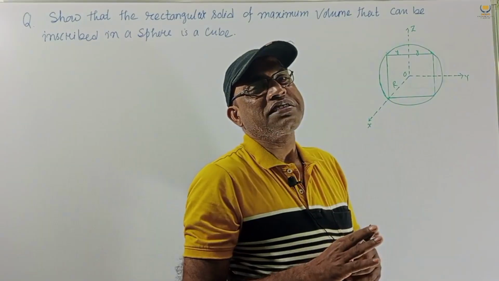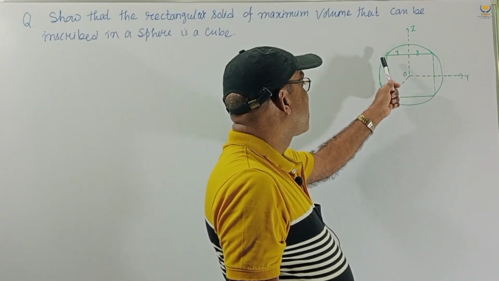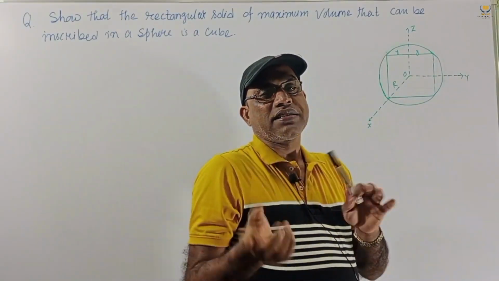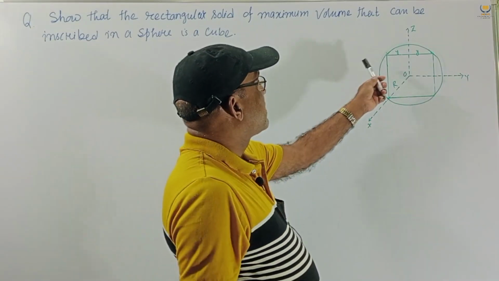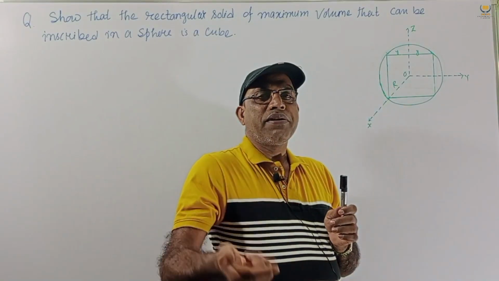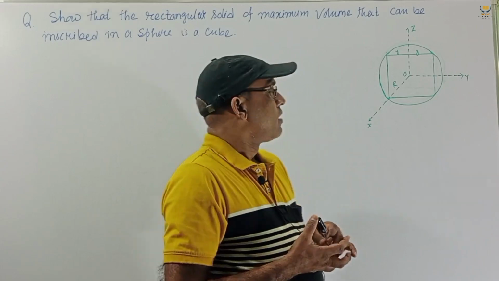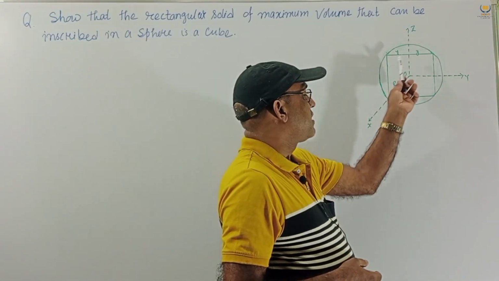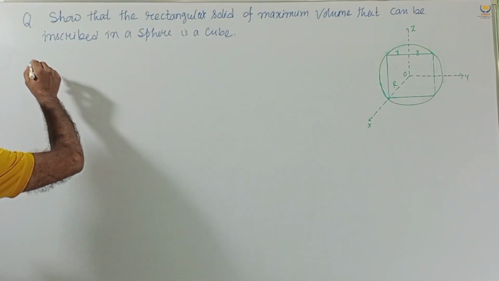at that time the volume is maximum. This is a rectangular solid; it will be a cube if all sides are equal. If length, breadth and height are equal, then this will be a cube. Originally this is considered a rectangular solid, but after solving, if we get length, breadth, height all equal, then this is a cube. So this is the problem: this one inscribed in a sphere. This is a sphere. Now the volume is to be maximum.